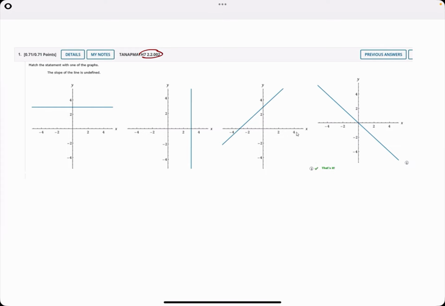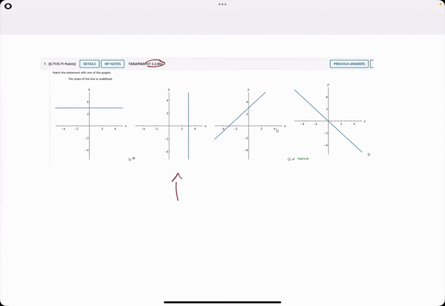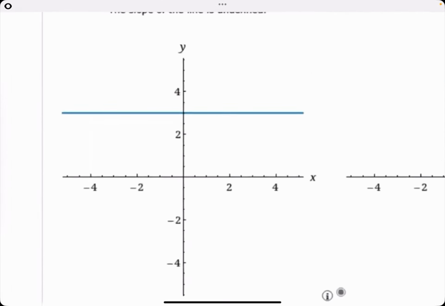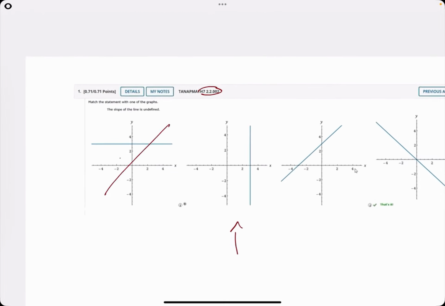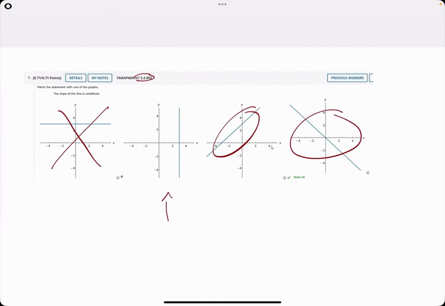Number 1, the slope of the line is undefined. So, an undefined slope looks like this here. The vertical line has an undefined slope. A horizontal line has a slope of 0, so don't get it mixed up with that one. These obviously have a positive slope and negative slope accordingly, so the answer is B.